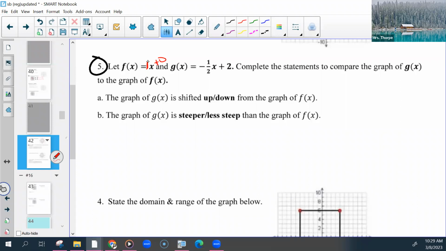The shifted up or down is talking about your y-intercept. So if we compare from 0 to 2, it went up 2. Or B is talking about the slopes, comparing 1 to -1/2. This is less than 1, so this would be less. Questions on 5?